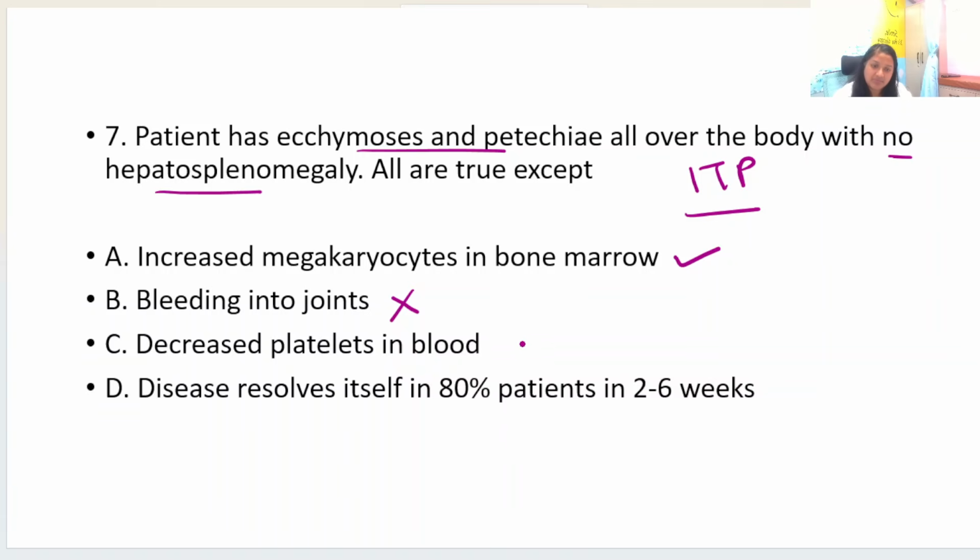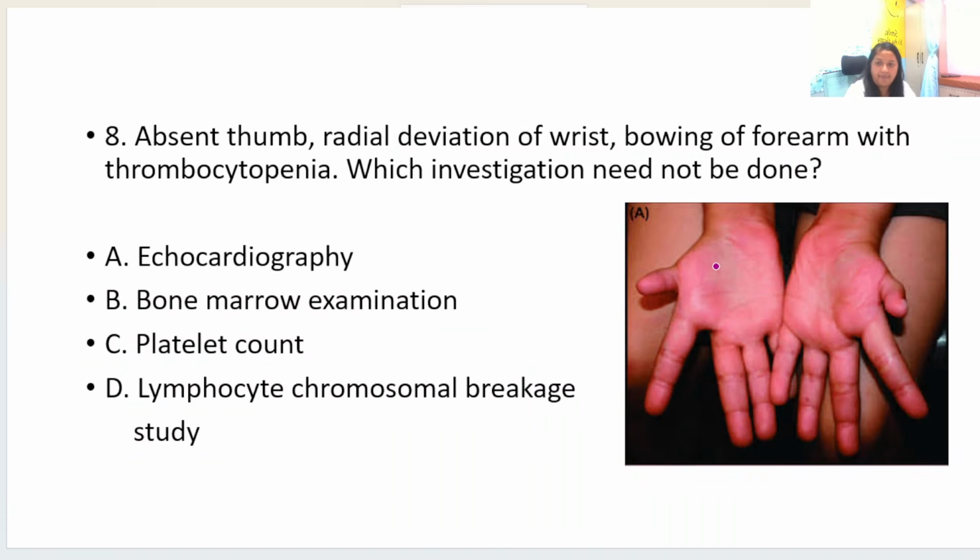Decreased platelets in blood, yes, the name itself says thrombocytopenic purpura, so decreased platelets in blood is correct. Disease resolves itself in 80% patients in 2 to 6 weeks. This is also right. Some patients may recover even without treatment. So this is also right. So what's not true? Bleeding into joints is not a typical feature of ITP, right?